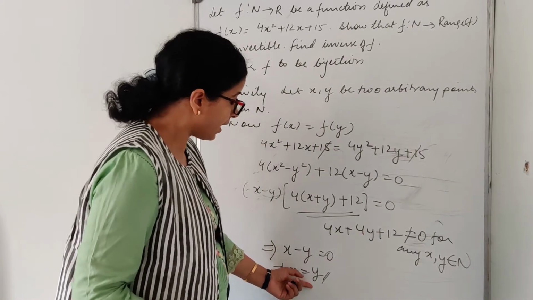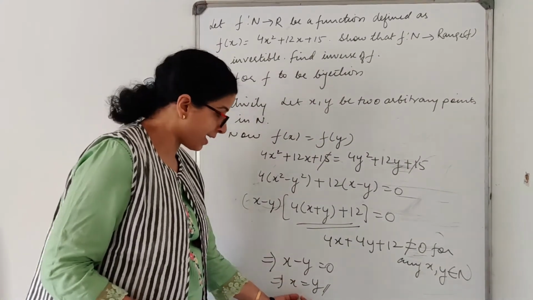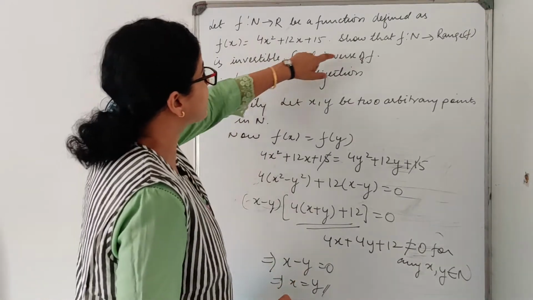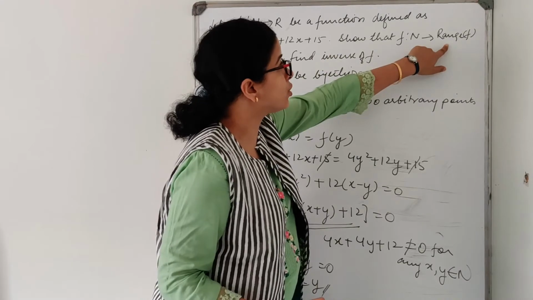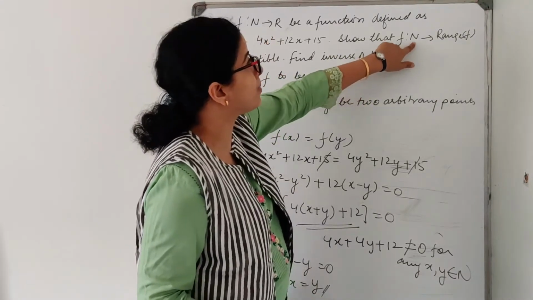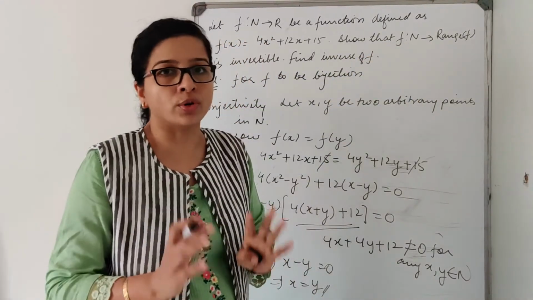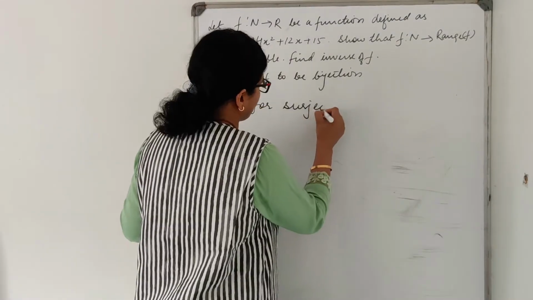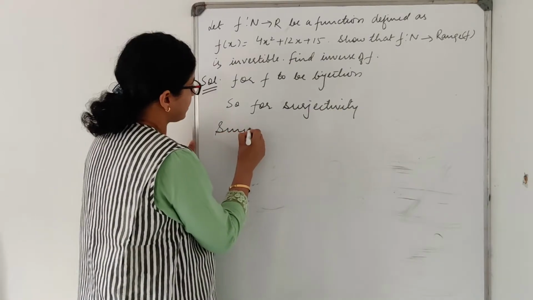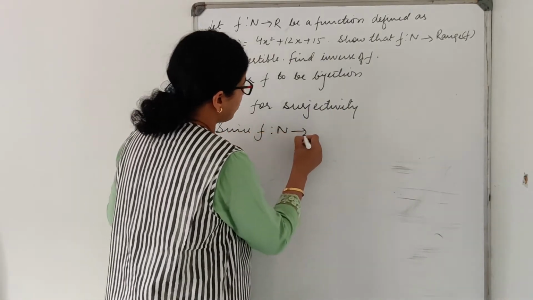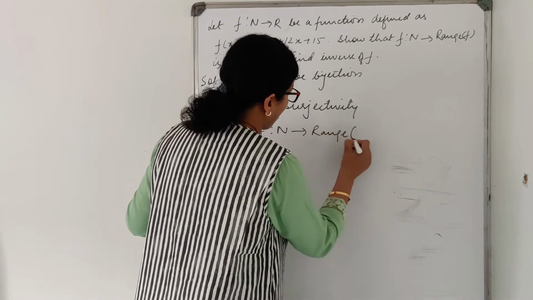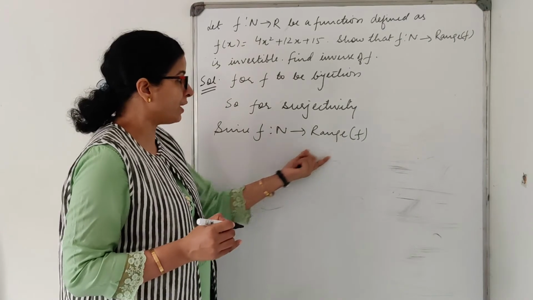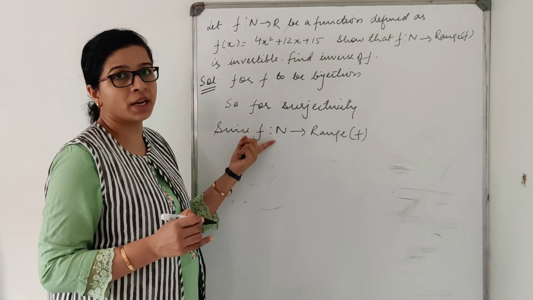Now my f is 1-1 in this case. For bijection, since they have said f from N to range of f, means for every element there will be a preimage. So hence f is onto, obviously f will be onto. So for surjectivity, since f is into range of f, every element of the range will have a preimage in the domain.